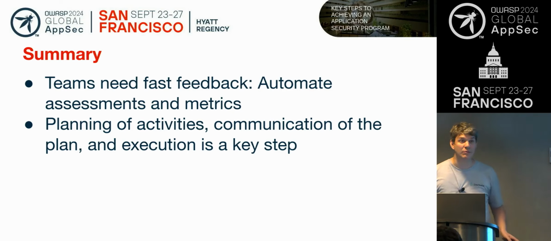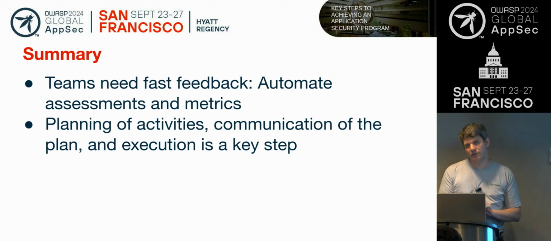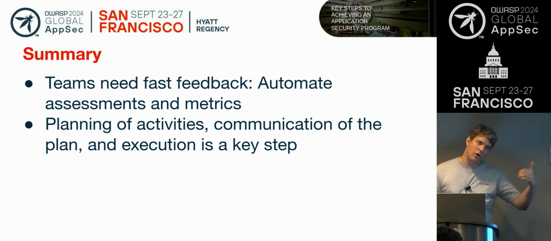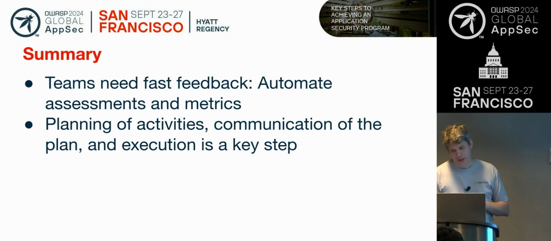Let me come to the summary. So we need to give fast feedback. In the best case, you automate your assessments. We need planning of activities and a good way to communicate our plan to the teams. We should involve the teams a bit, not too much, a bit. And we need to execute it in the end.